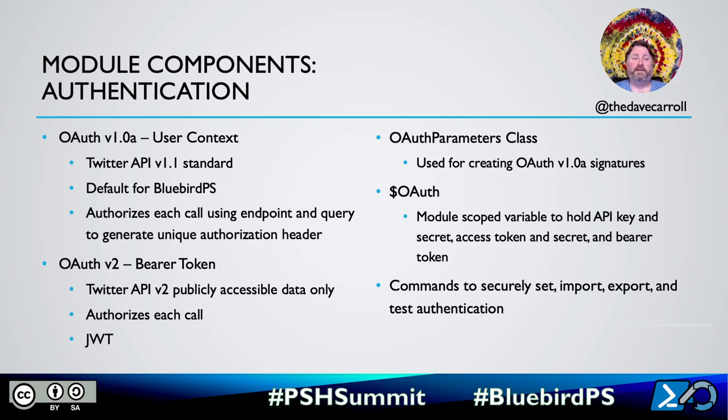In order to generate this authorization header, I created an OAuth parameters class. It creates the header and the signatures. It's kind of complex to get through all of the steps. I also provide a module scope variable, OAuth, that holds the API key, secret, access token, and secret, and also the bearer token. And I also provide commands to securely set, import, export, and test the authentication.